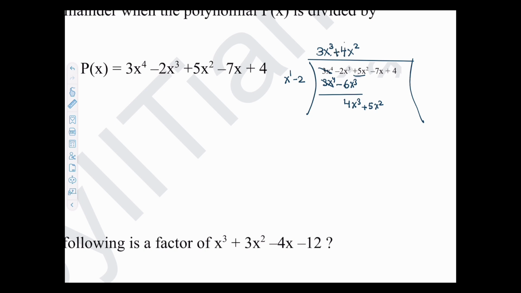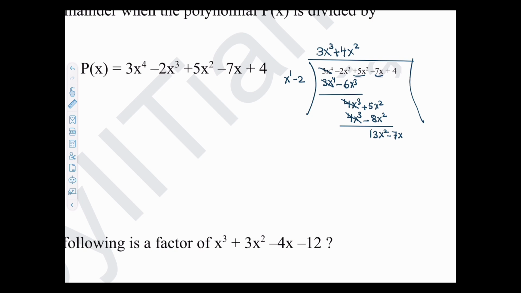If we multiply 4x squared with this, we will get 4x squared multiplied with x. We have 4x cubed, and when we multiply 4x squared with minus 2, we will have minus 8x squared. And if we do the maths, obviously when you subtract, these two cancel out, and when you subtract minus 8 from 5, so it becomes 5x squared minus 8x squared, so it will become 13x squared. Okay, and now the minus 7 will come down.